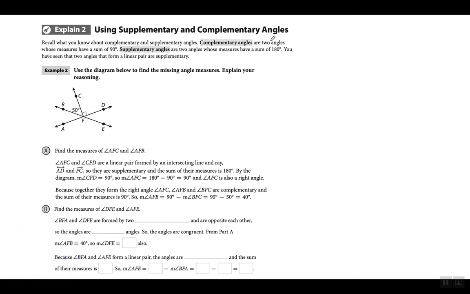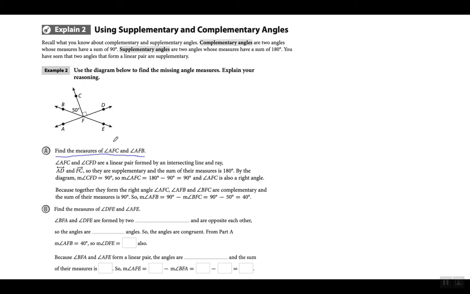Complementary angles are two angles whose measures have a sum of 90 degrees, and supplementary angles are two angles whose measures have a sum of 180 degrees. You have seen that two angles that form a linear pair are supplementary. Okay, so they want us to use this picture, this diagram, to find the answers to their questions. The first question is this.